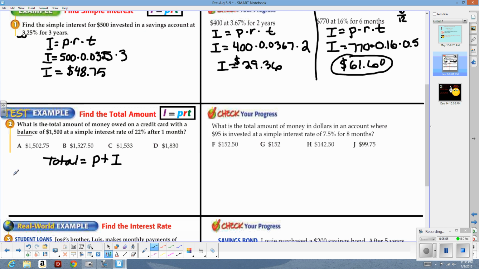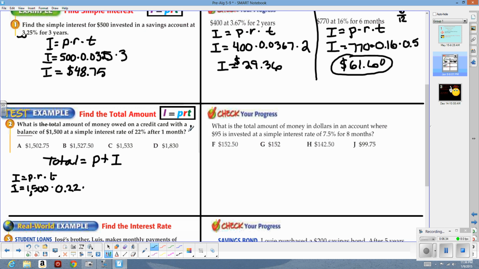Well, let's go ahead and first figure out the interest that's owed. Interest equals principal times rate times time. So the interest is going to equal $1,500 is the balance on the card. That's going to be your principal, or how much is owed, times the rate, 22%, another high percentage rate, rate as a decimal, and then the time, it's 1 month.